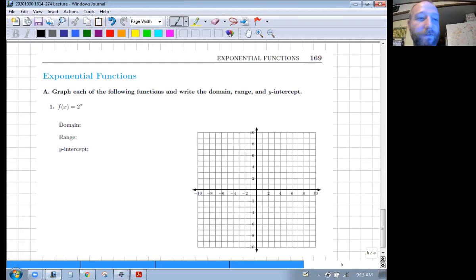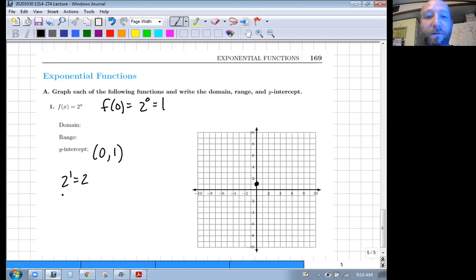All right. So let's look closely at some of these functions here. F of x equals 2 to the x, the domain. All right. Well, let's look at the y-intercept first. F of 0, 2 to the 0. Anything to the 0 power is always 1. So right here at 0, we go up 1. So there's our y-intercept, 0, 1. All right. As we go to the right, we have 2 to the first is 2. 2 squared is 4. We have 8, 16, 32.